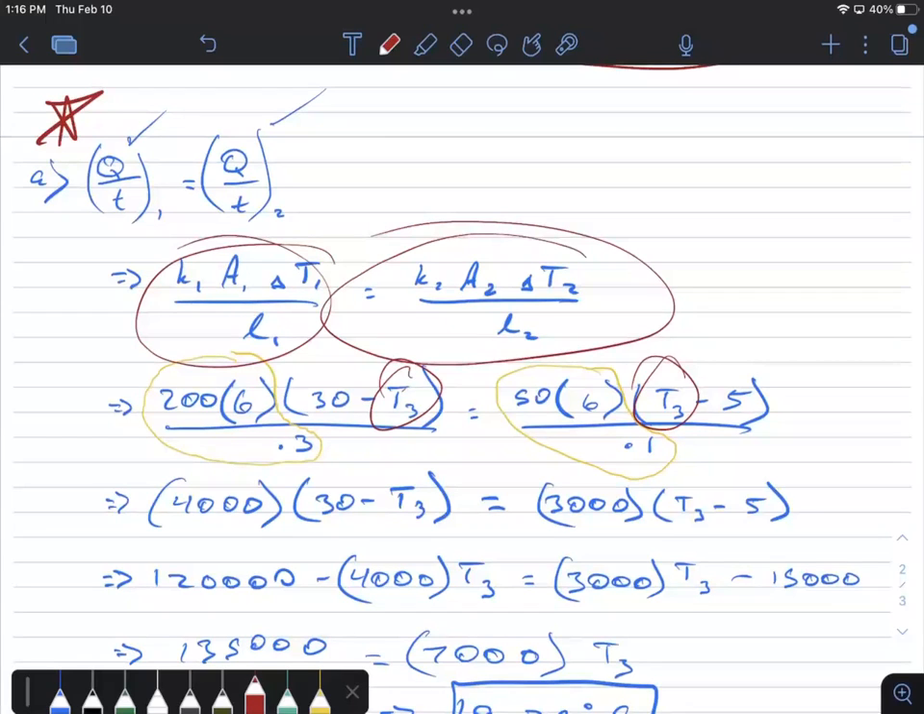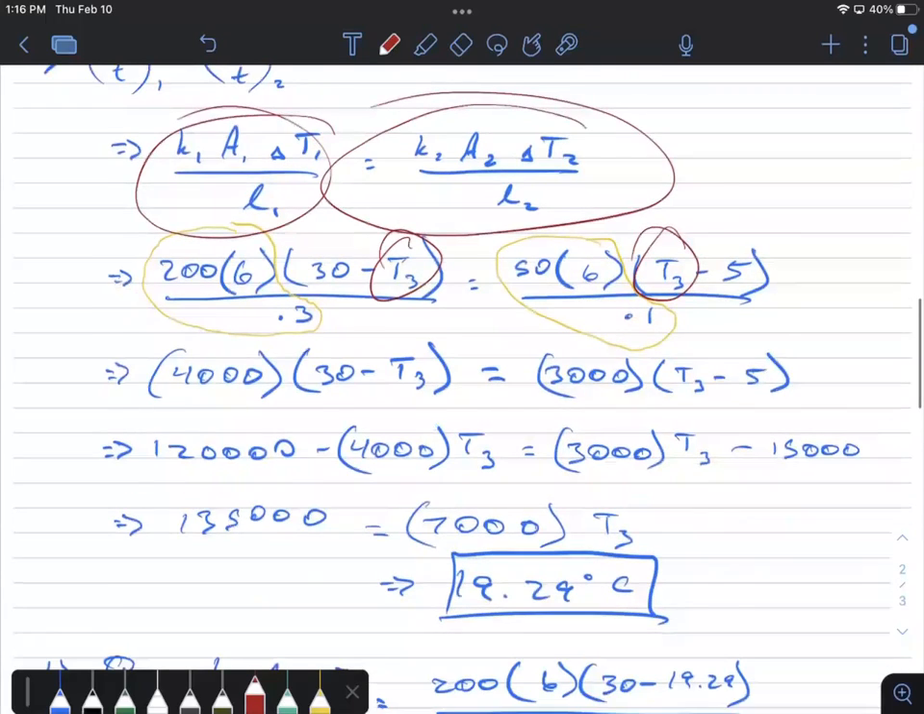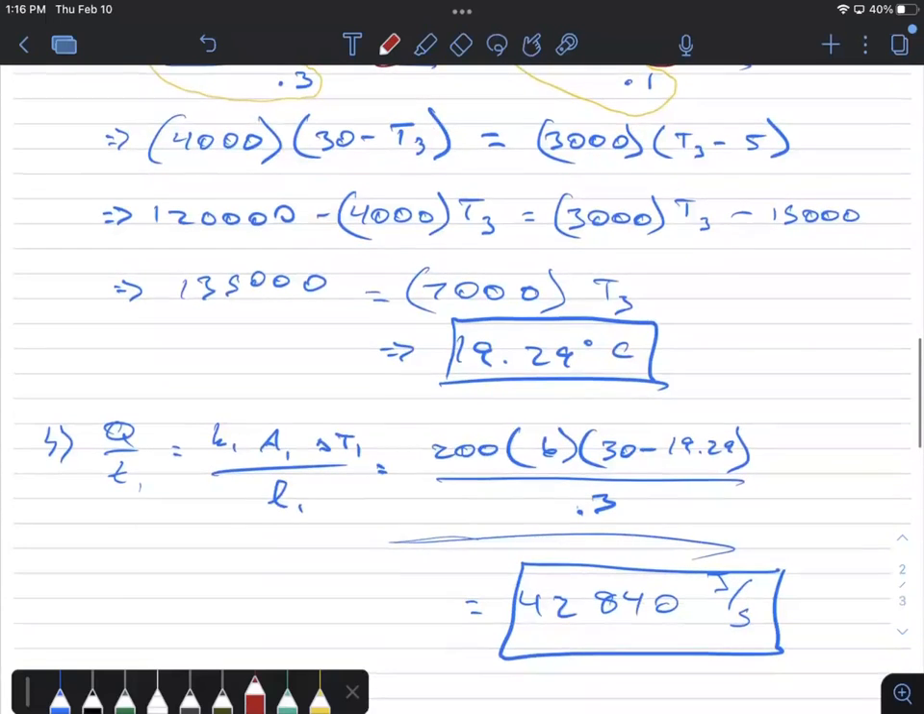Heat transfer rate through 1 is equal to heat transfer rate through 2. Plug all the numbers in, calculate T3, the temperature between the layers. Once you know that, choose one of the layers and do your normal heat transfer rate calculation for that layer by itself. And then you'll get your answer.